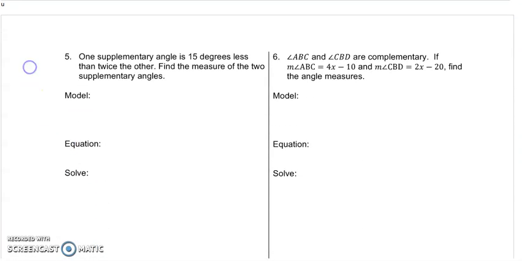So number 8, number 5, we have one supplementary angle is 15 degrees less than the other angle. Find the measure of the 2 angles. So this time, I don't have anything about their labels or anything like that. So I'm going to start with a let statement. And I'm going to say let x equal the measure of the smaller angle.